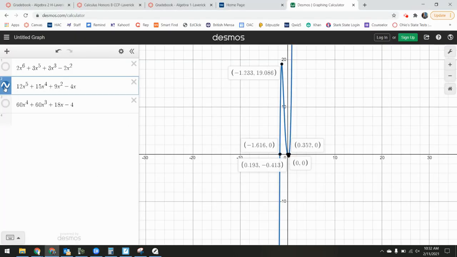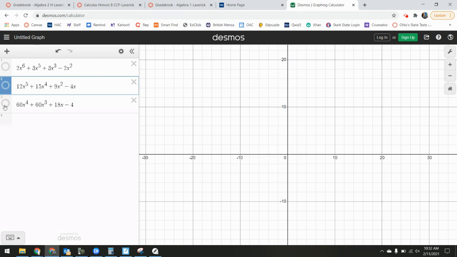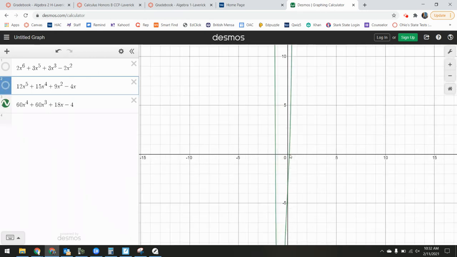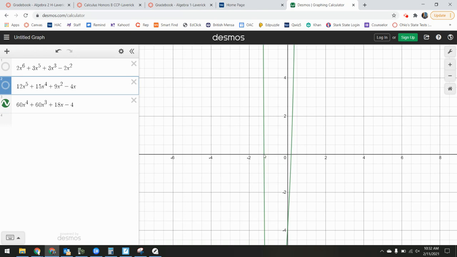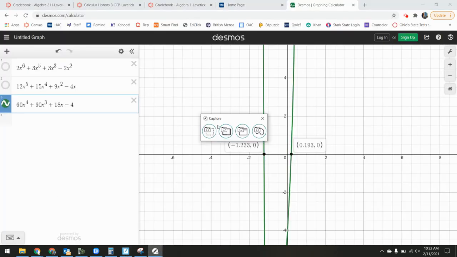I come back here. I'm going to hide my first derivative and reveal my second derivative. I'm going to zoom in, and I'll screen capture this so we can see it all on one page.